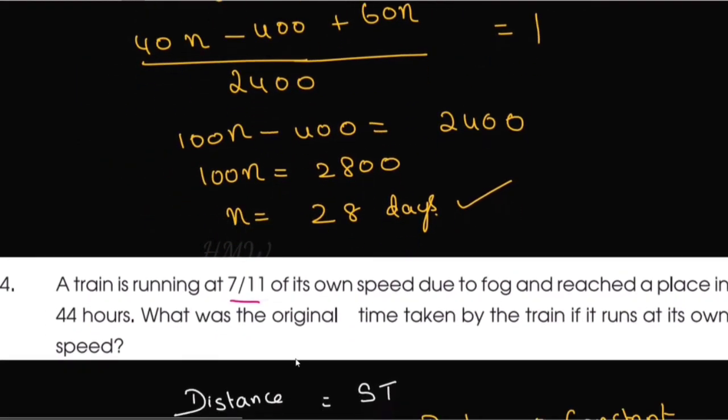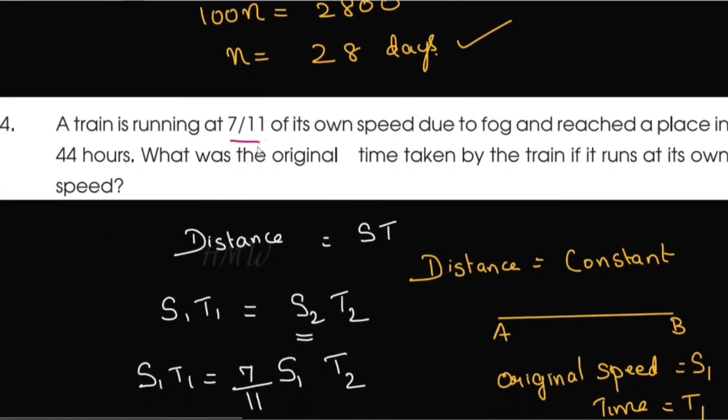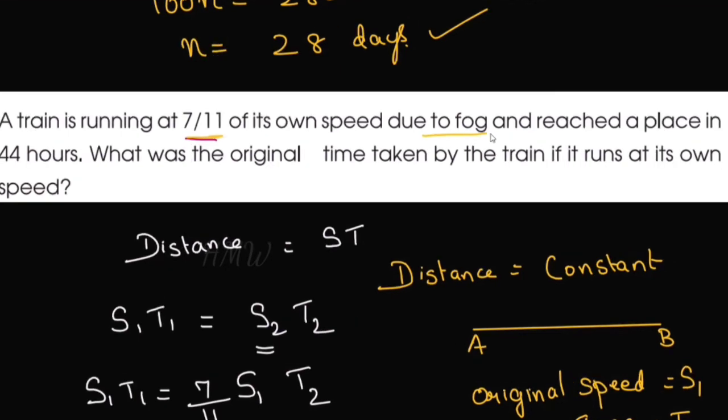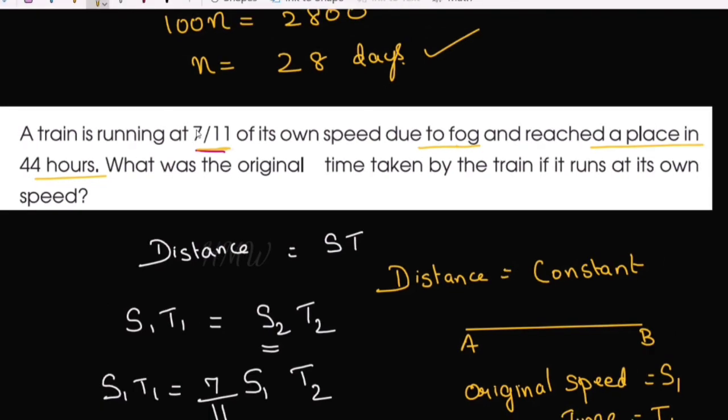Now question number 4. This is time and distance. A train is running at 7 by 11 of its own speed due to fog and reached a place in 44 hours. So this is not the usual speed. The usual speed is something else. Because of the fog, it is running at 7 by 11 of its own usual speed, and the time taken by it is 44 hours. What was the original time taken by the train if it runs at its own speed?